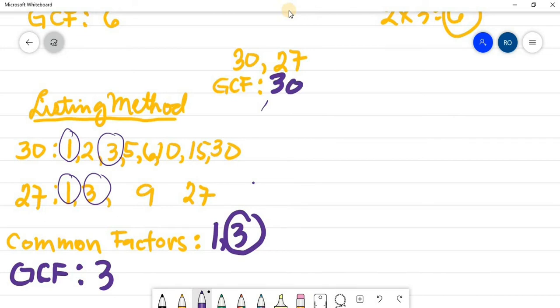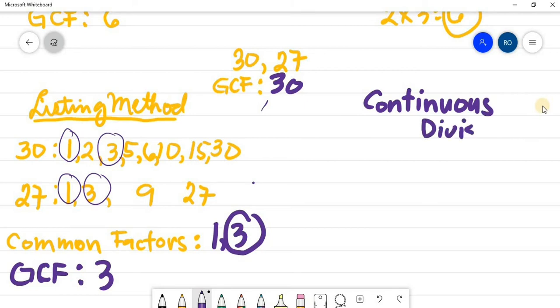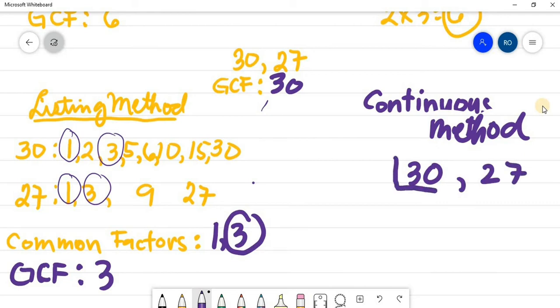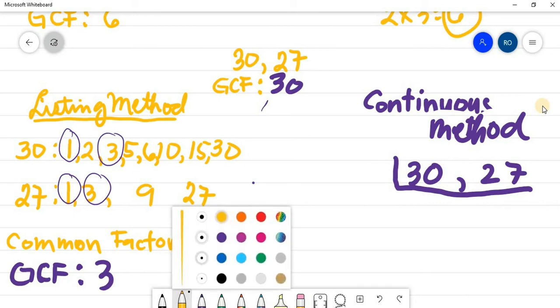Now let us use the continuous method, if we can find the same answer. Okay, we will use the division method, the continuous method. So we have 30 and 27. What is the smallest number that we can use to divide 30 and 27? I think the smallest number that we can use to divide 27 and 30 is 3.